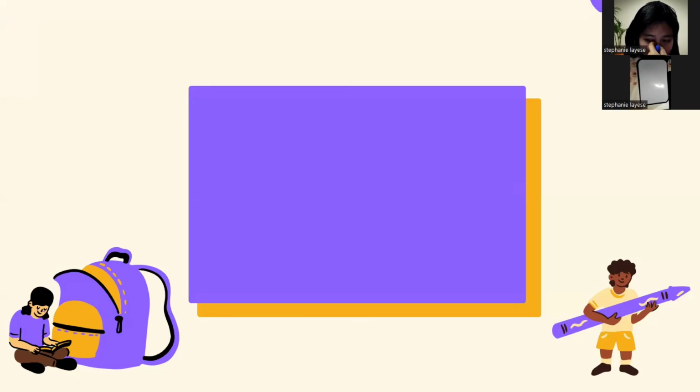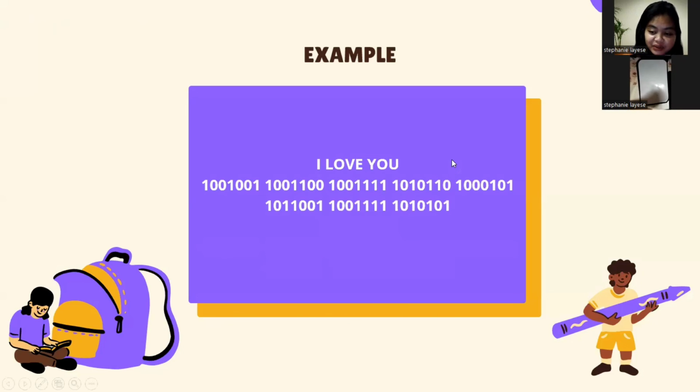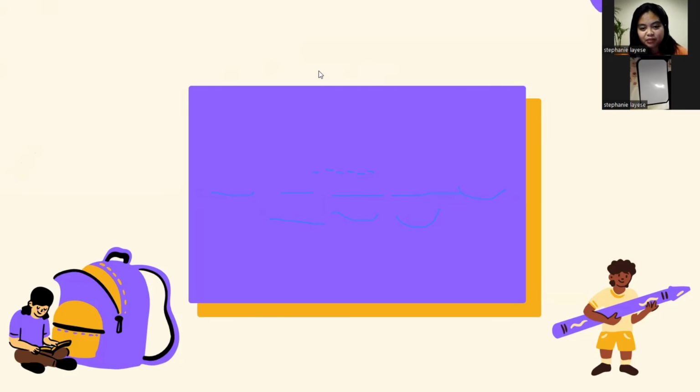I have an example here. This one. I love you. So, I love you. You should just put I for this one. L for this one. O for this one. V for this one. E for this one. And Y, O, U. So it's difficult to transcribe binary numbers or binary code, but it's a unique way to write a letter or phrases, as I said earlier.